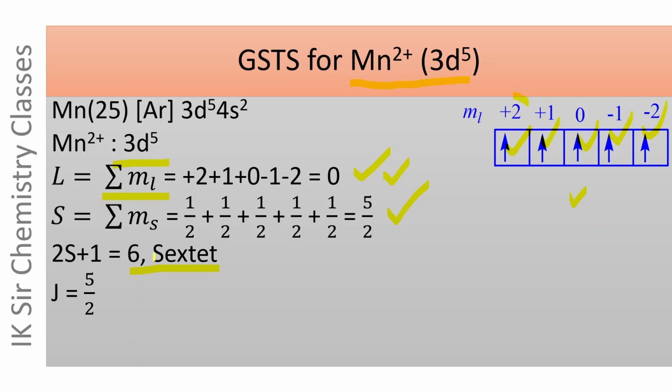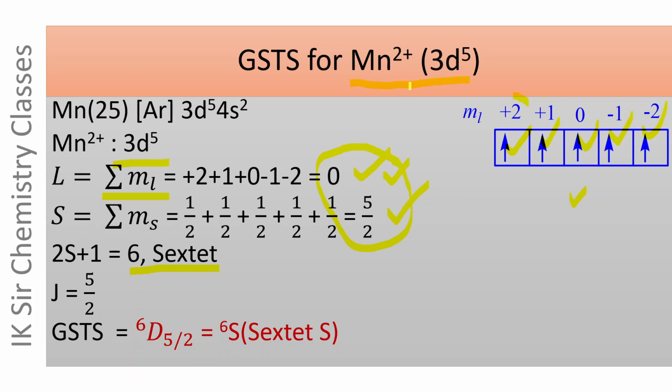Capital J has only one value in this case because L is equal to 0. L+S and L-S both will be equal to the same value, and it is 5/2. The ground state term symbol for Mn2+ ion is sextet S, 5/2, and it can be simply written as sextet S.